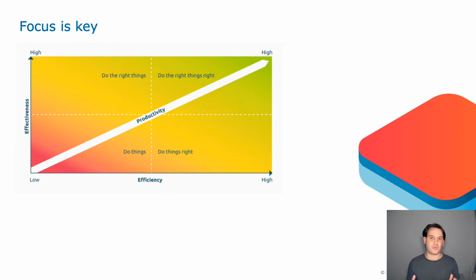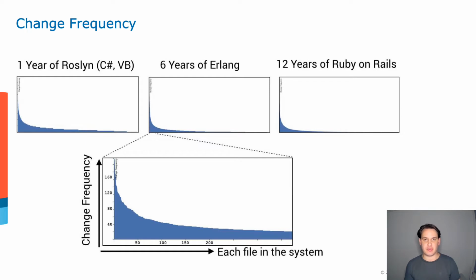If you're going to work on technical debt, then there are two very important pillars: change frequency and code complexity. Those two things you should take into account when you want to add value to your project. So let's jump into them. First of all, change frequency.